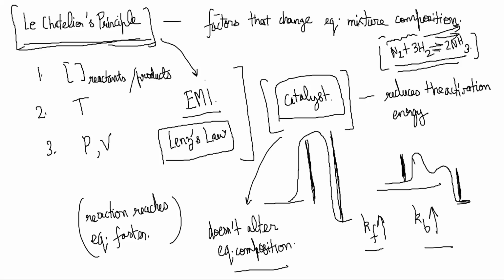So the concentration stress of an added reactant or product is relieved by net reaction in the direction that consumes the added substance, right? Concentration stress of a removed reactant or product is relieved by net reaction in the direction that replenishes the removed substance, right? If you remove something, then the reaction will happen in the direction that brings that something back.